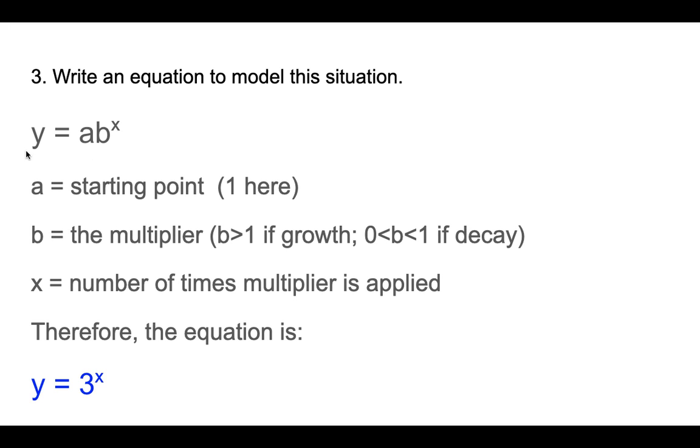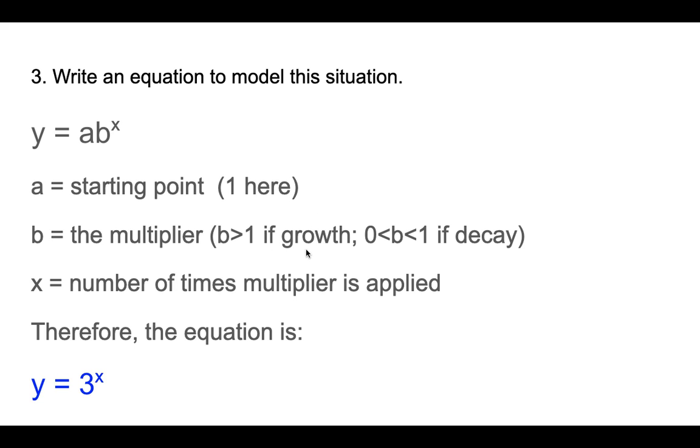the general form of an exponential function is y equals a times b to the x. A is our starting point. So how many things did we start with? Or sometimes, remember when we did financial, what amount of money did we start with? Here we started with one person. So A is going to be 1. B is the multiplier. So what's the common ratio in the table of values?